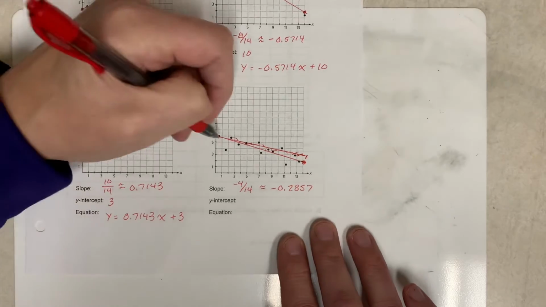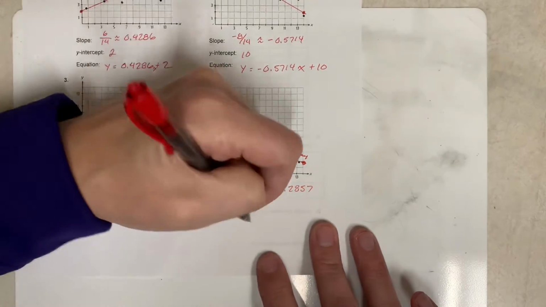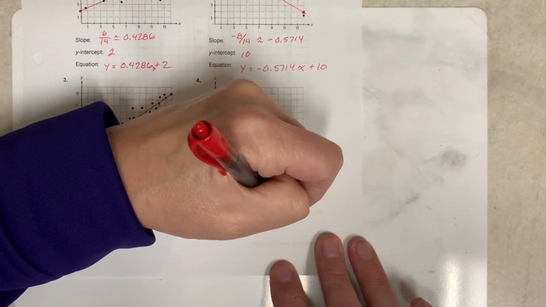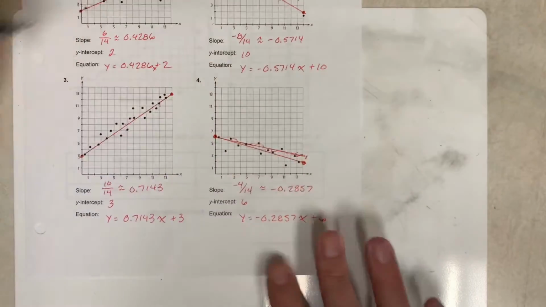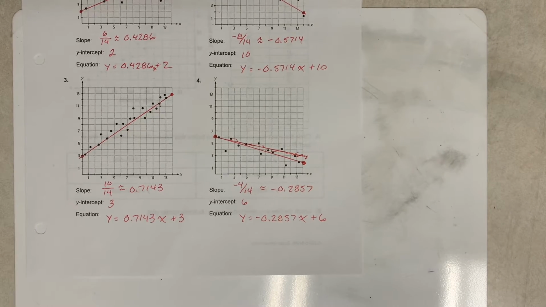Our y-intercept this time is 6. Kept saying 6, but that's the y-intercept. The equation then is going to be y is equal to negative 0.2857x plus 6.